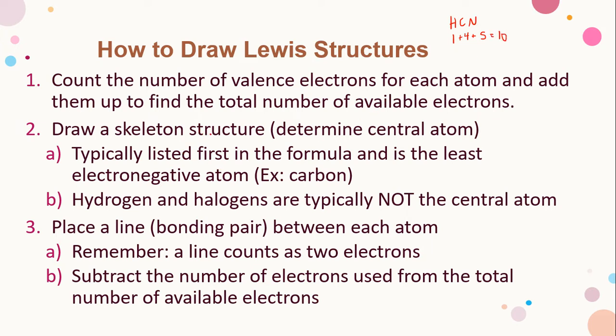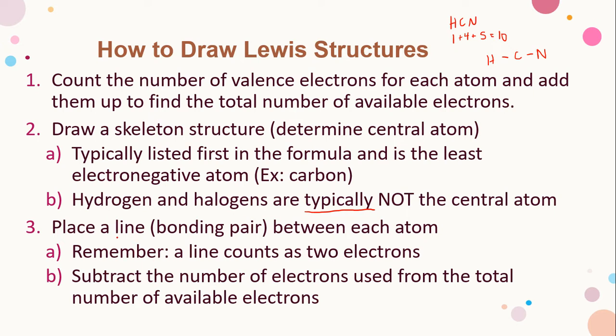The next thing you need to do is draw a skeleton structure. And we do this by determining who is going to be our central or our middle atom. Typically, it's the first element listed, or if you've been given carbon, carbon is almost 100% in the middle. We try to say the least electronegative atom. So here, HCN, my carbon's going to be in the middle, flanked on each side by a nitrogen and then a hydrogen. Remember, hydrogens and halogens are typically not the central atom, but there are instances where you will see halogens in the middle because they are less electronegative than the other atoms that are there.